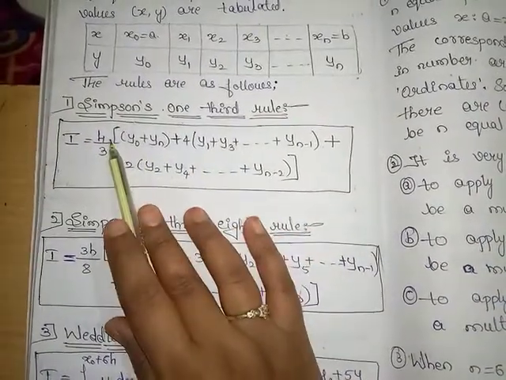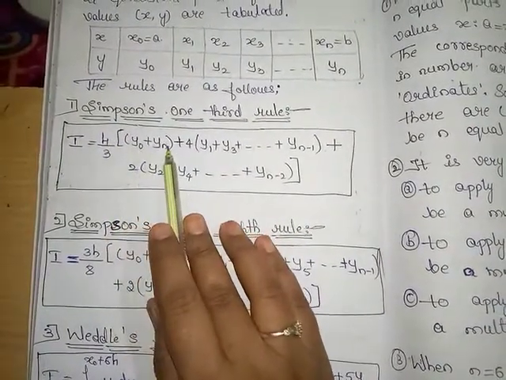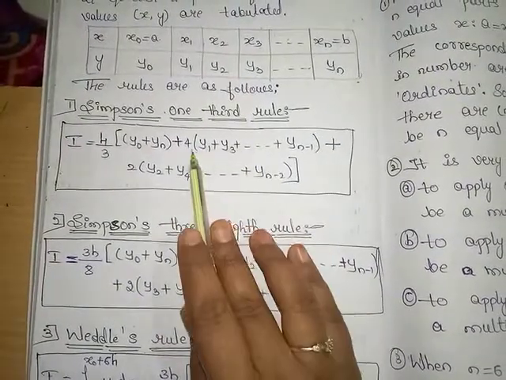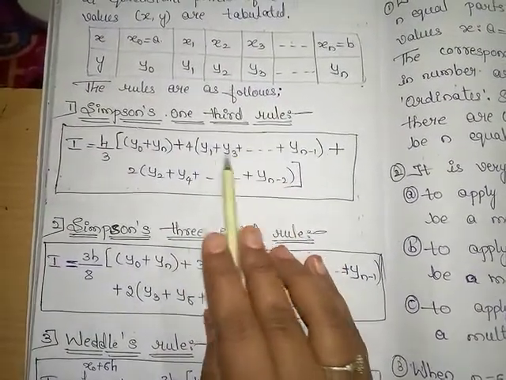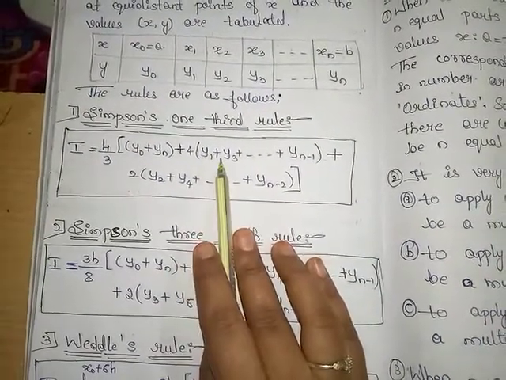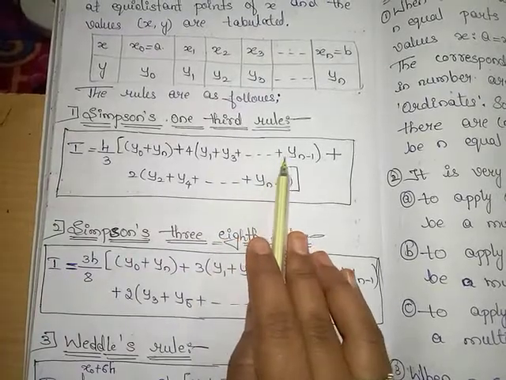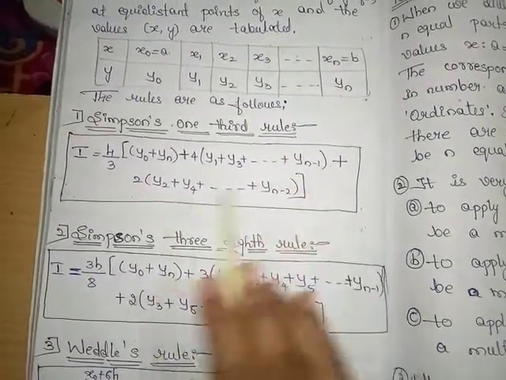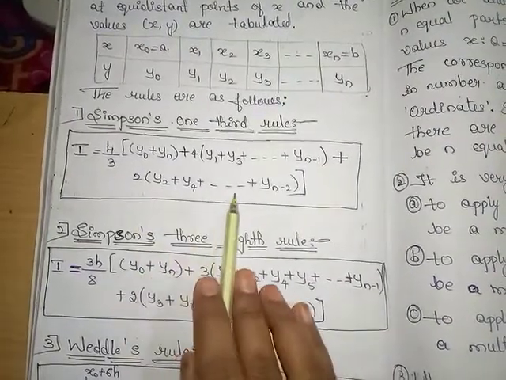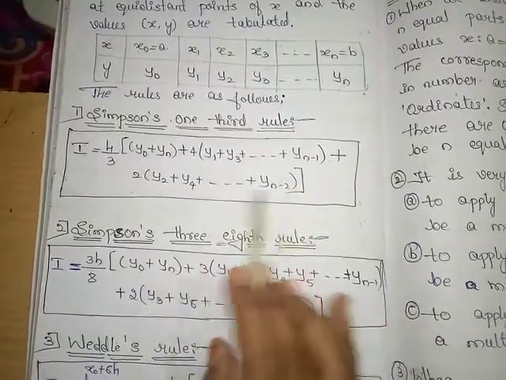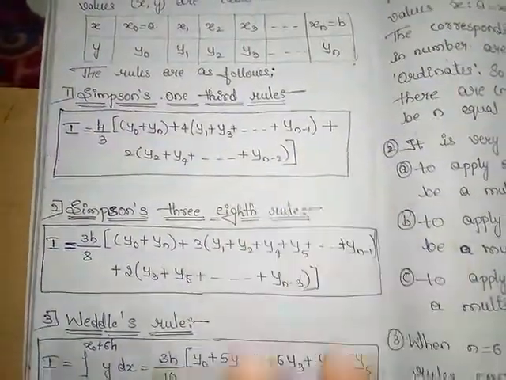Here see, first is h by 3 into y0 plus yn, plus 4 into the addition of the odd terms, meaning y1 plus y3 plus y5 plus y7 plus and so on to yn minus 1, and 2 into the even terms, that is y2 plus y4 plus y6 and so on. If you want, remember like this.